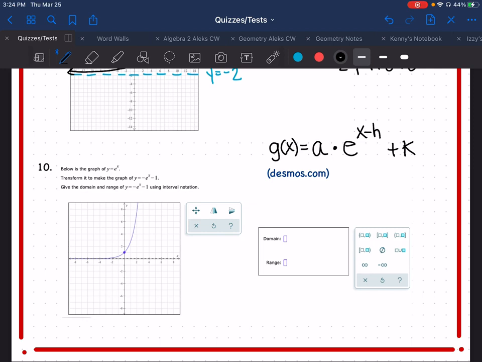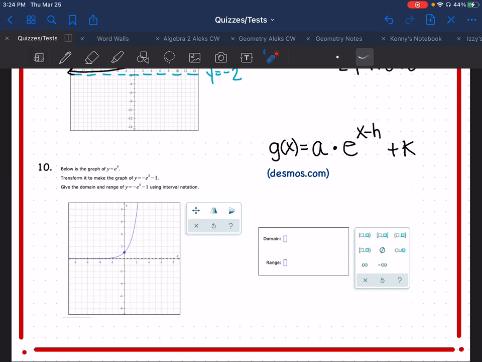Okay, there we go. Now, h, remember, is going to move your graph left or right, and remember, h is tricky. K is going to move your graph up or down. Now, what I've noticed is that you have one or the other, but never both. So you're either going to have a number here with your X, or you're going to have a number here after your E and your X, okay?